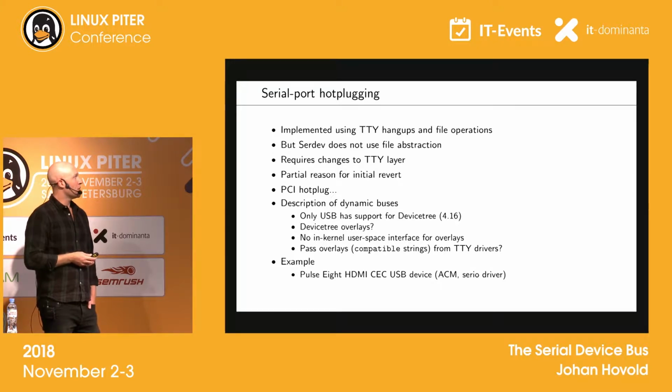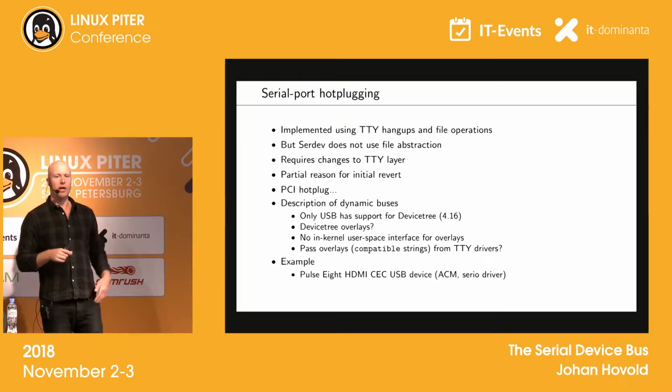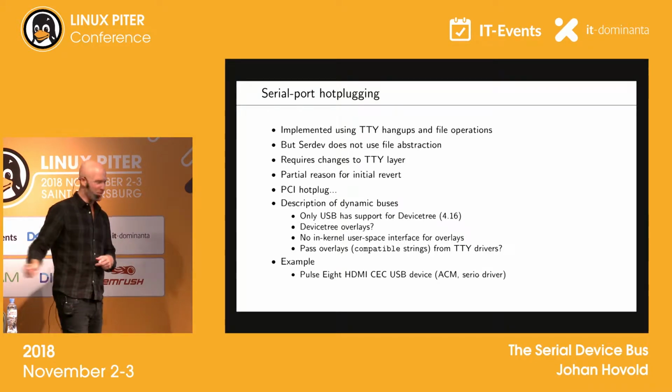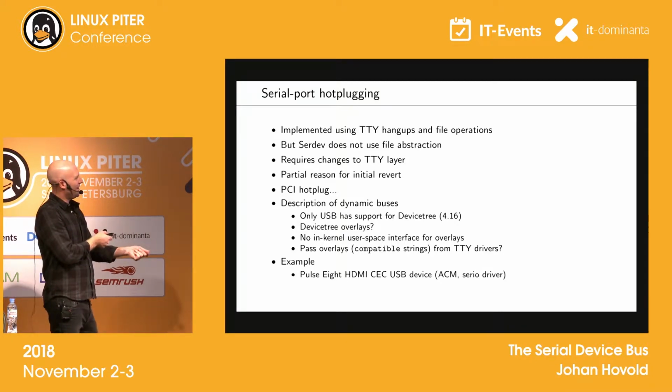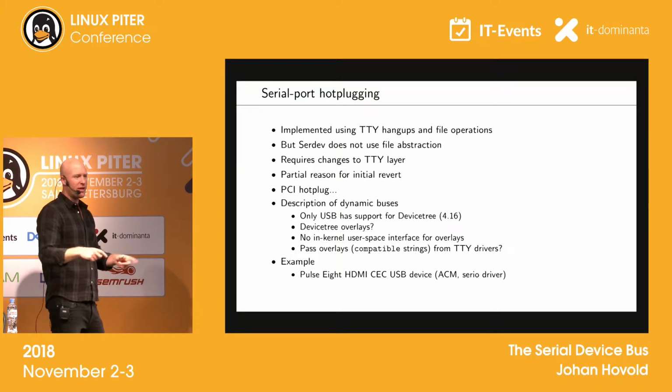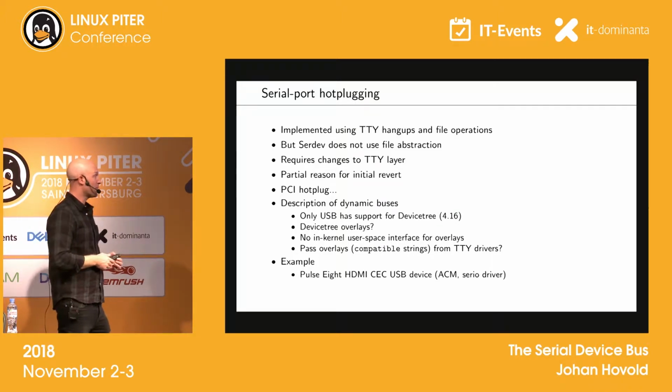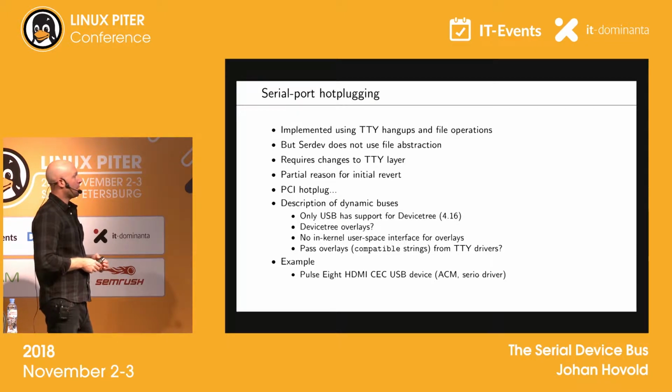A related issue to hot plugging is how do you describe what's connected on the other side of those buses? If I plug a USB serial connector into my laptop, how do you describe what's on the other side? And one way of doing that could be to utilize device tree overlays. The problem here is that only USB has some support for device tree overlays.